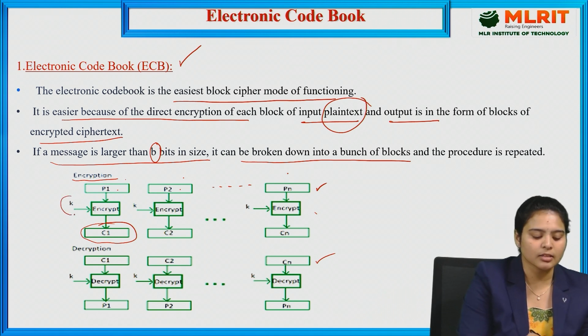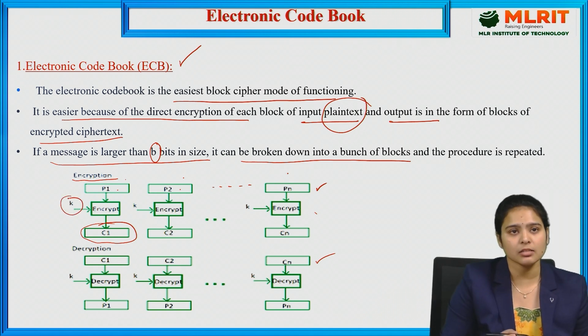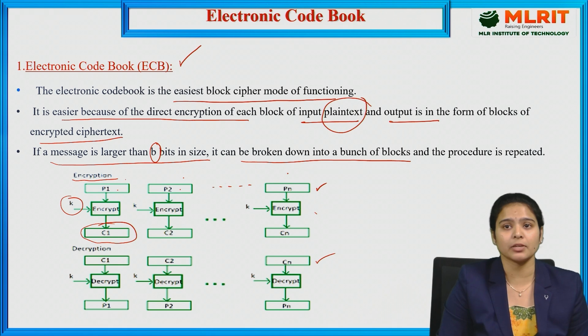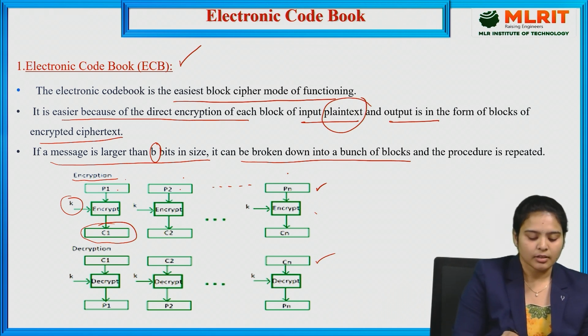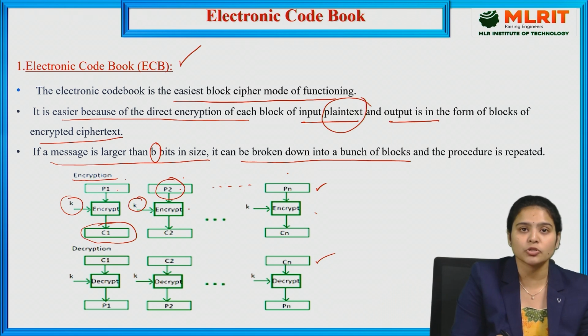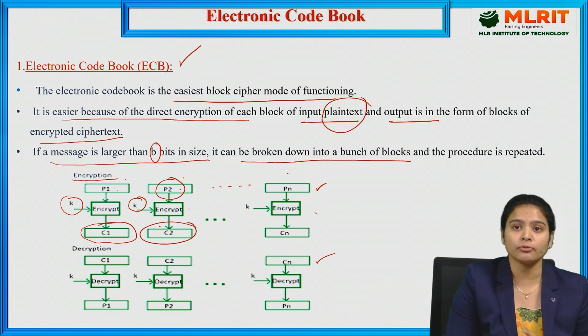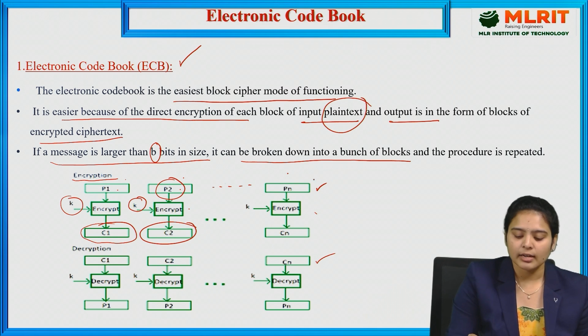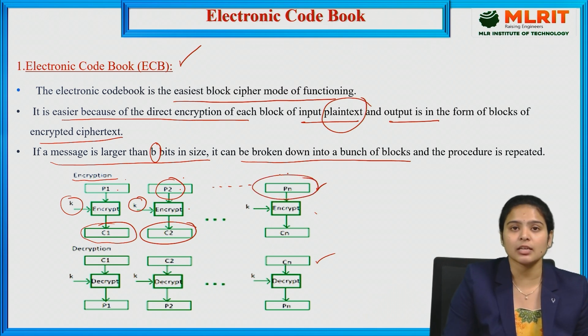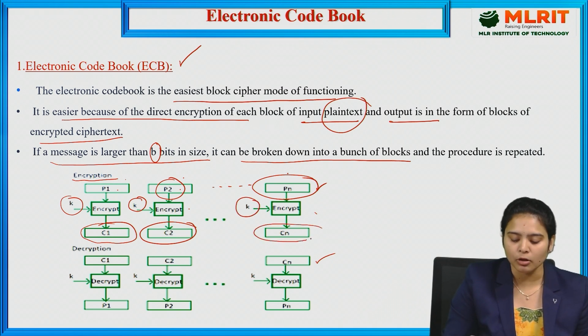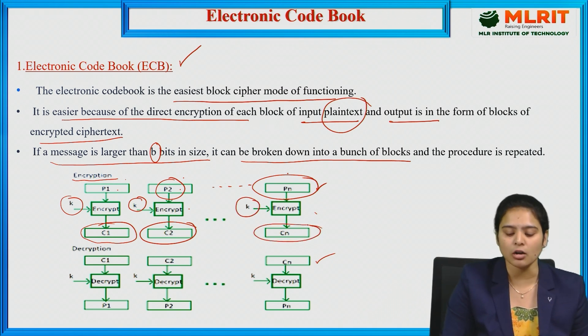Here K is nothing but a secret key, meaning we are going to secure our message by using the secret key. P2 also runs the same process using the secret key, it is encrypted, and again it gives the output of the ciphertext of the second block. Again here Pn, the nth block of the plain text, is converted by using the secret key. It gives the output of the ciphertext of the nth block, which is nothing but the encrypted format.